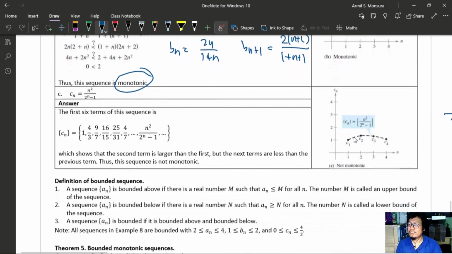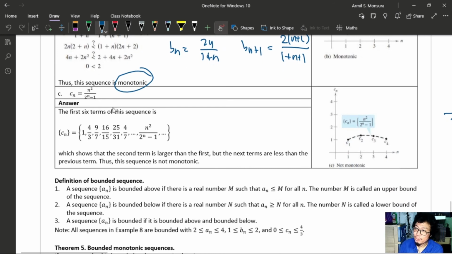Okay, for letter C, I would like to leave this to you as an exercise. But as you can see in the graph, some of the terms are increasing, but at a certain point, actually at n greater than or equal to 2, your terms tend to be decreasing.